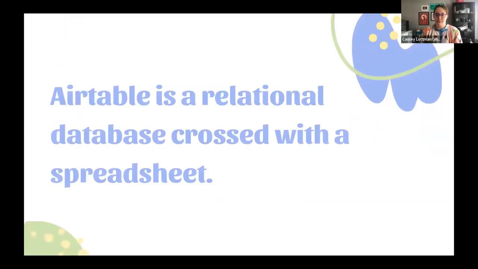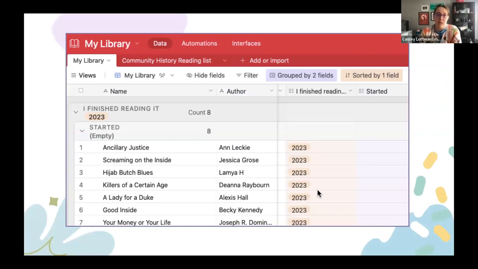Airtable is like a relational database crossed with a spreadsheet. So if you're used to using Google Sheets or Excel, it's going to feel really familiar. But if you know just a little bit about what relational databases can do, it's going to get really powerful. This is my Airtable library where I track my books. You can do lots of fancy grouping. It has a really nice UI, including on mobile. If you've tried using spreadsheet software on mobile, it's generally a terrible experience, and it's pretty okay on Airtable's app.